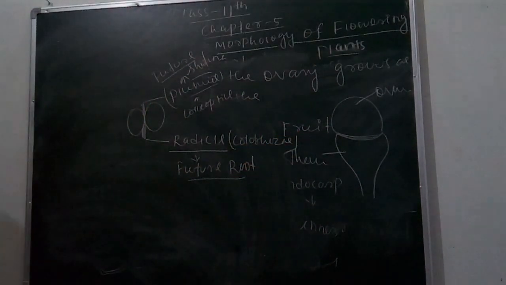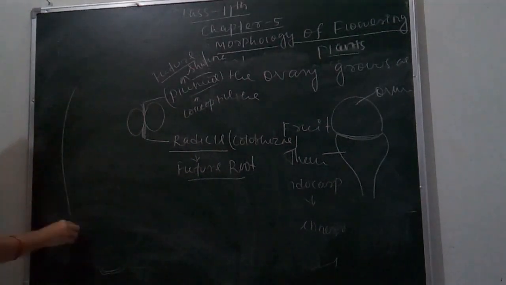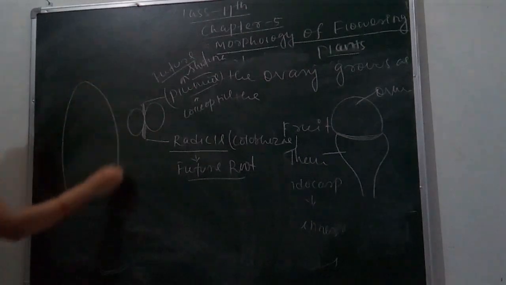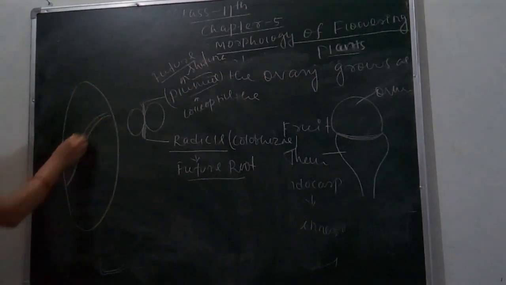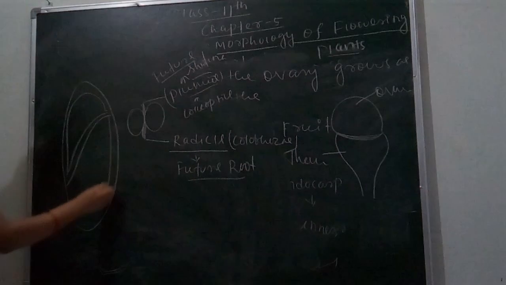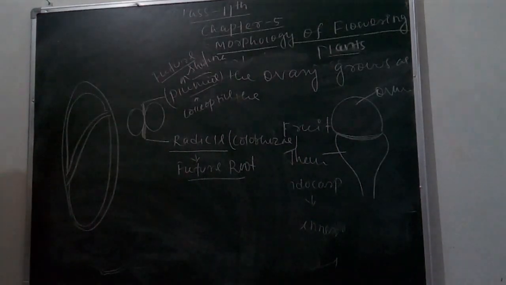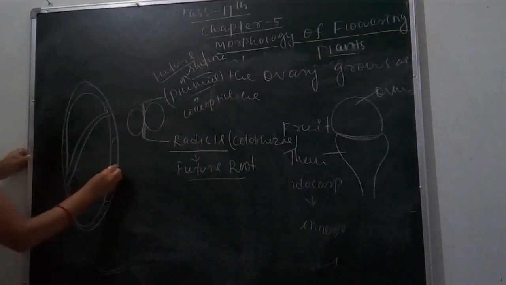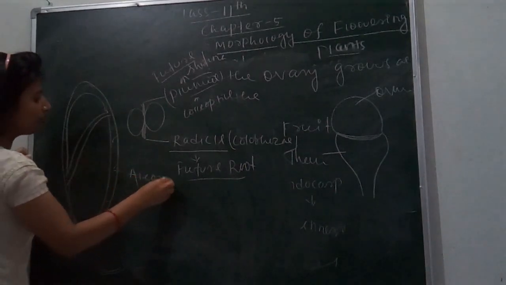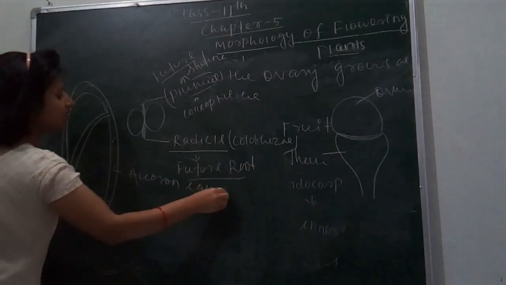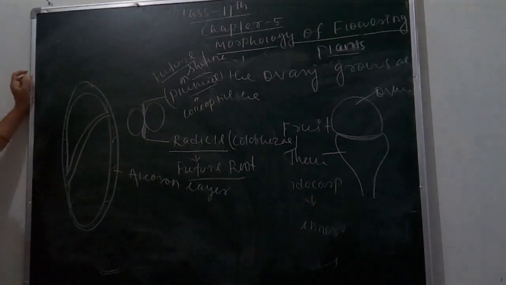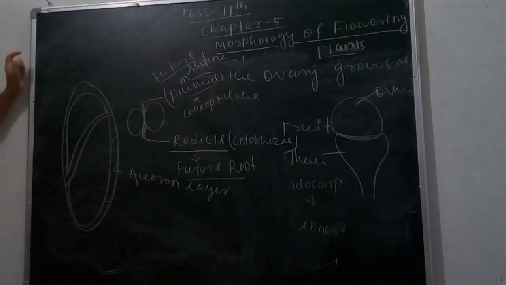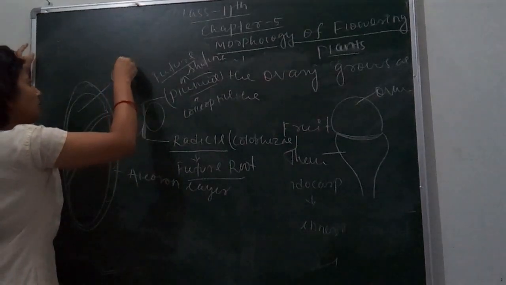So next, let's see a monocot seed. You can see this is a dicot seed. This is a monocot seed. This looks like this. Clear? So here the parts, we will label this. This layer is called the aleurone layer. It is proteinous in nature and contains protein. This part contains endosperm.